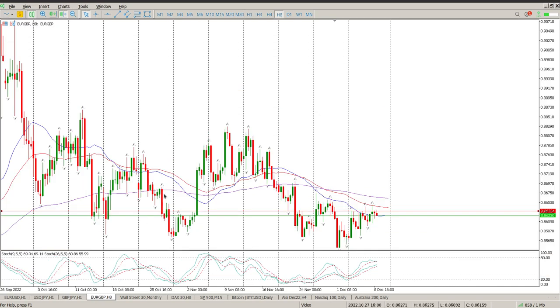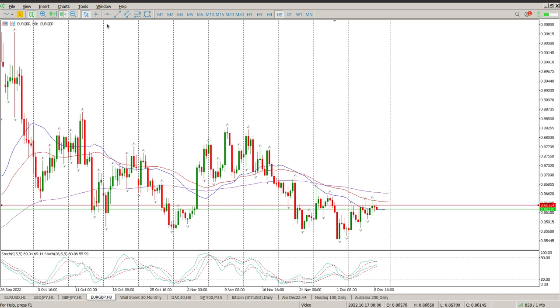Moving on to Euro British Pound, and pretty much a similar picture here. You can see, let's get this trend line in here. So that is a triangle, no two ways about that. A break above it, retest, you should be seeing a move to the upside.